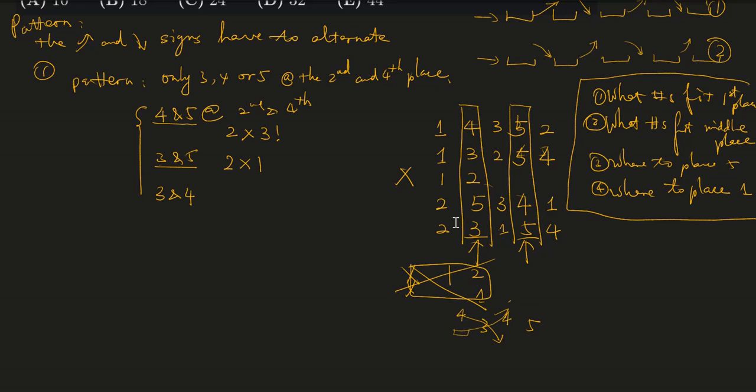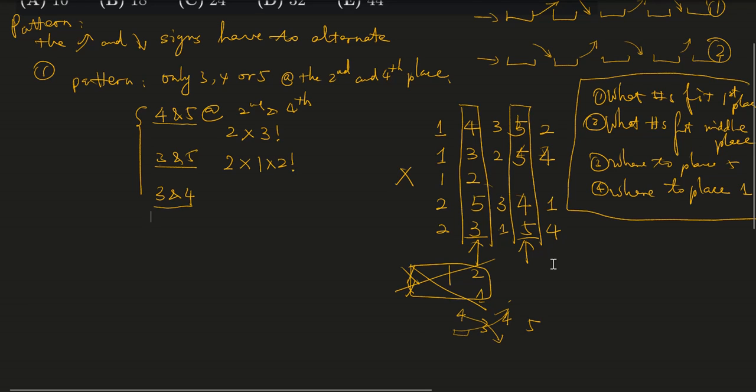Then for the rest of the 2 small numbers, 1 and 2, we can simply permute them and place them randomly in the rest of the 2 places. Therefore, we have 2 factorial. Then let's look at the last subcase, 3 and 4.